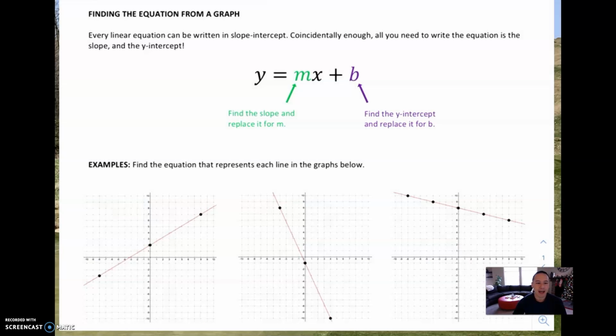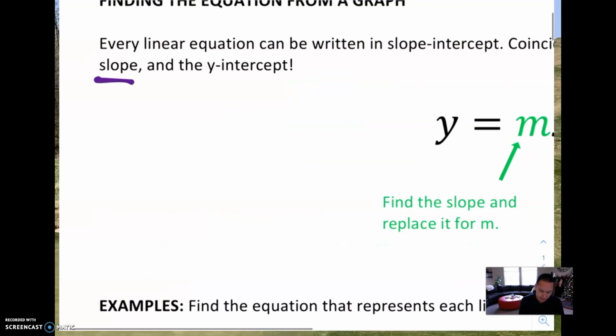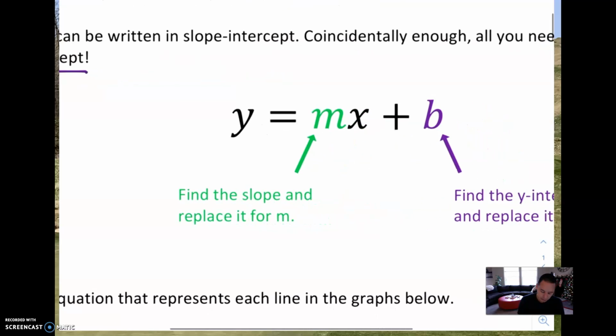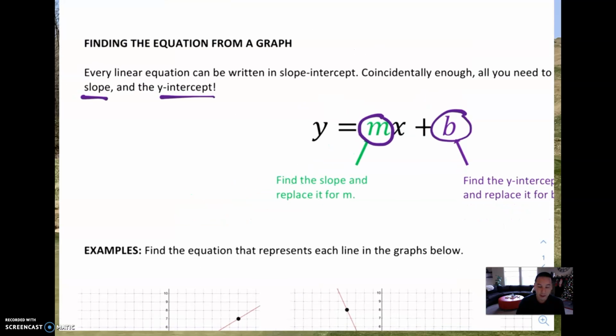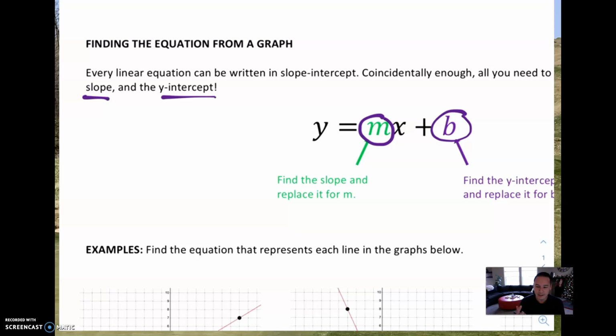Just a quick reminder, every single linear equation can be written in slope-intercept form. So coincidentally enough, all you need is two things. You need to find a slope and a y-intercept. That's it. Once you find your slope, you can just replace it for m, and once you find the y-intercept, you can replace it for b. So all we're going to do is look at all of these graphs down here, find a slope and a y-intercept, and then we've got ourselves the equation.